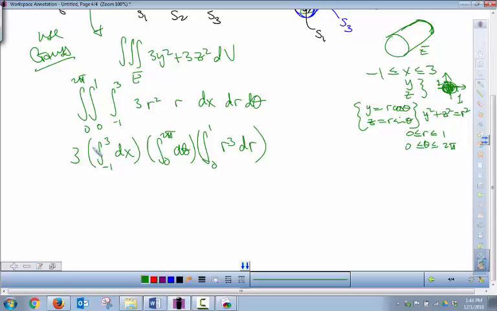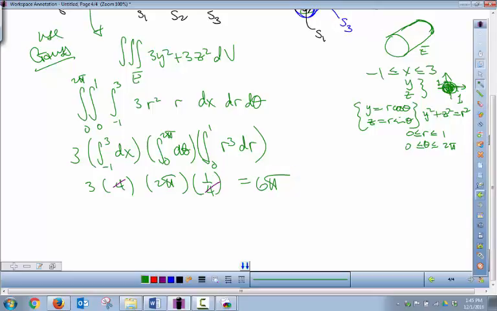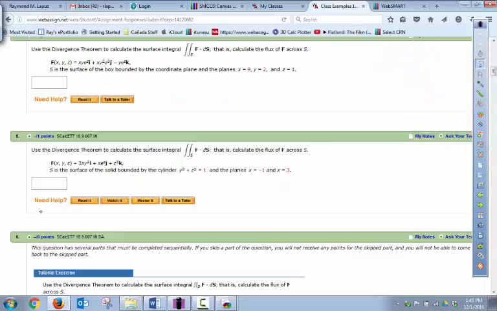Okay? So we got 3, we got the length here, 3 minus -1, we got 2 pi, and we got r to the 4th over 4, so cancel out with this 4, and then that's it. All right. Six pi. Which one was it?